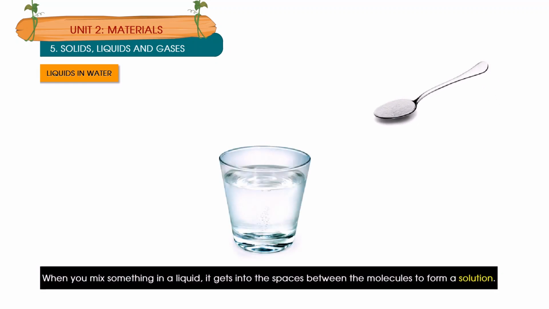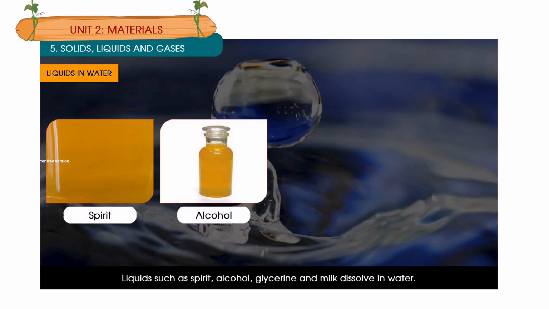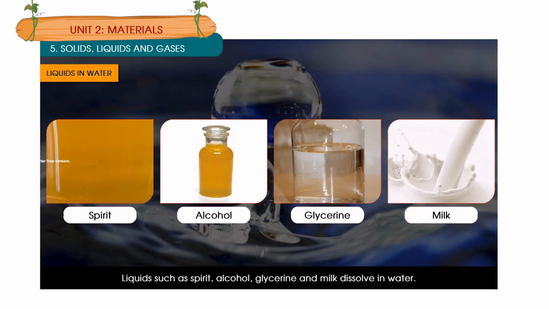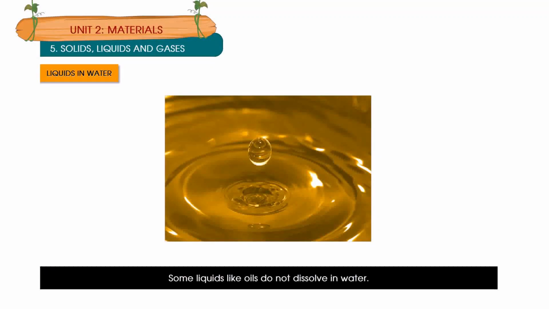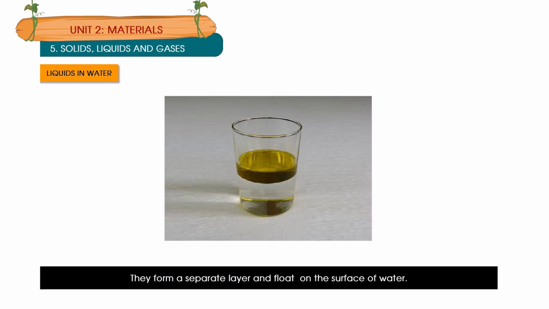Liquids in water. When you mix something in a liquid, it gets into the spaces between the molecules to form a solution. Liquids such as spirit, alcohol, glycerin, and milk dissolve in water. They are called miscible liquids. Some liquids like oils do not dissolve in water. They form a separate layer and float on the surface of water. They are called immiscible liquids.